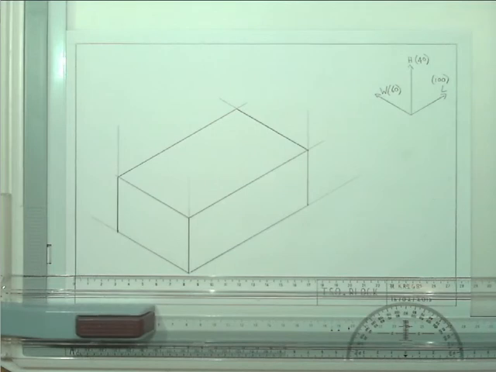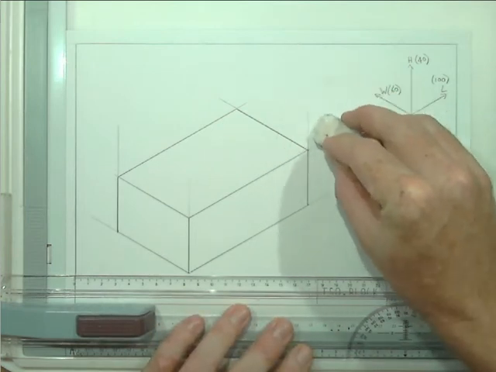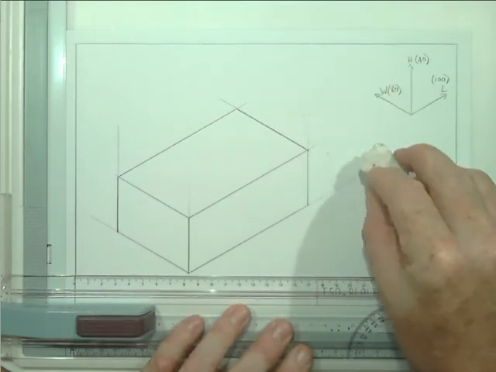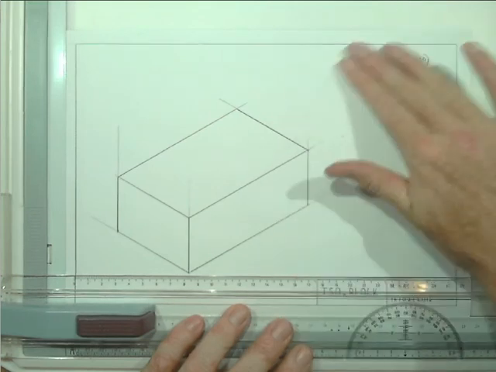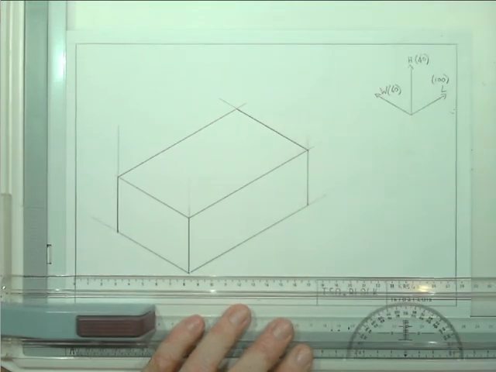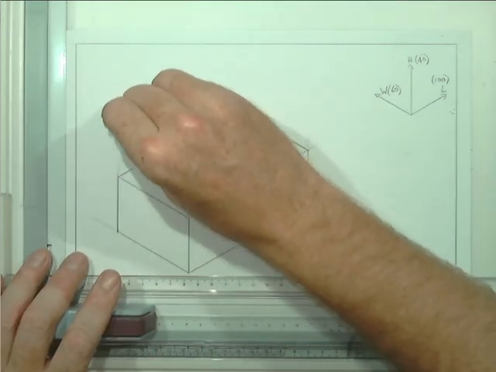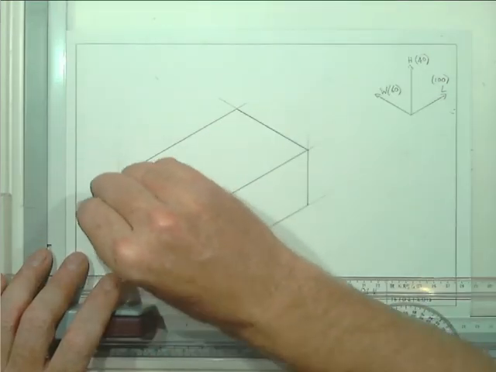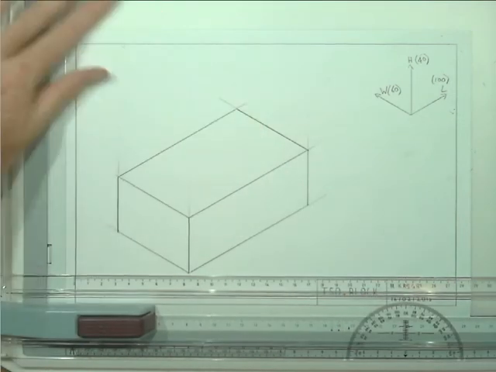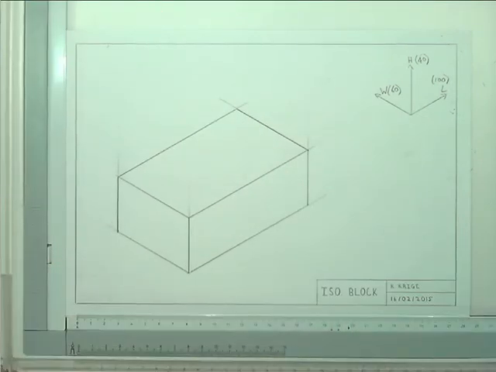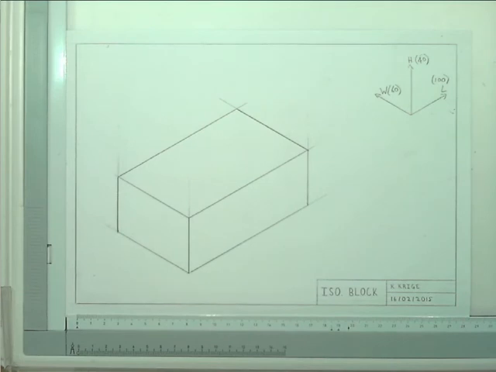Now I'm not sure how clearly you can see that. It's much easier in real life than through a camera, but these faint lines, if I maybe just rub them out a little bit, you wouldn't normally do this in a drawing because some of your marks would be awarded for these construction lines, but I'm just trying to make it clearer on the camera so that you can see. And there is our isometric block with a length of 100, a height of 40 and a width of 60 millimeters.